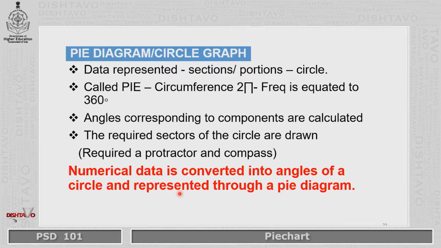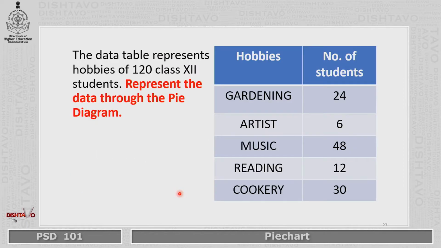One thing that has to be kept in mind is that the numerical data here is converted into angles of a circle, and these angles are then represented through a pie diagram. Let us see how we actually construct a pie diagram.